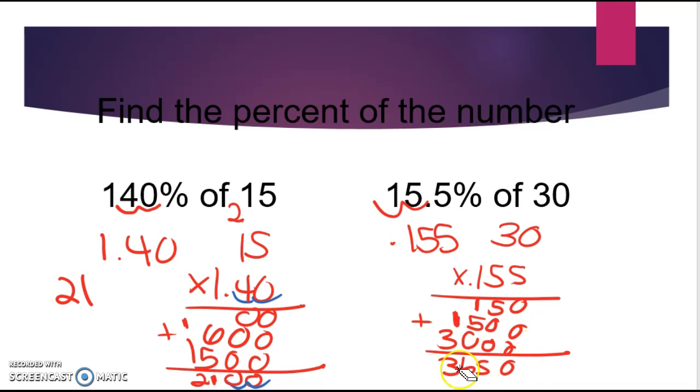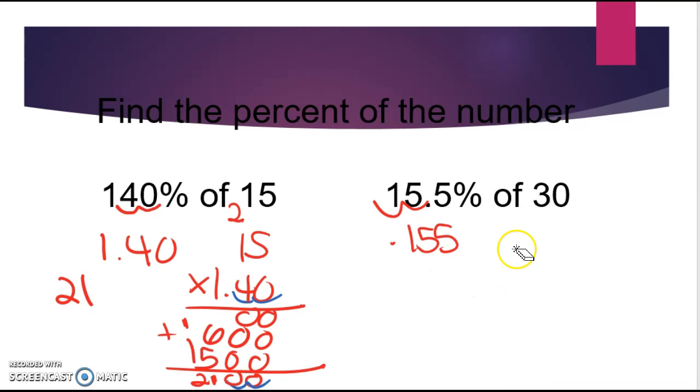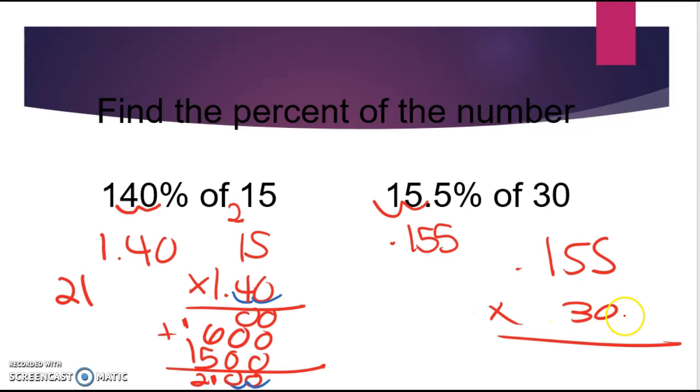Actually, let me do that one again. I messed up on the multiplication. 0.155 times 30. 0 times 5 is 0. 0 times 1 is 0. Drop the 0. 3 times 5 is 15. Carry the 1. 3 times 5 is 15 plus 1 is 16. Carry the 1. 3 times 1 is 3 plus 1 is 4. So now I have 4,650.